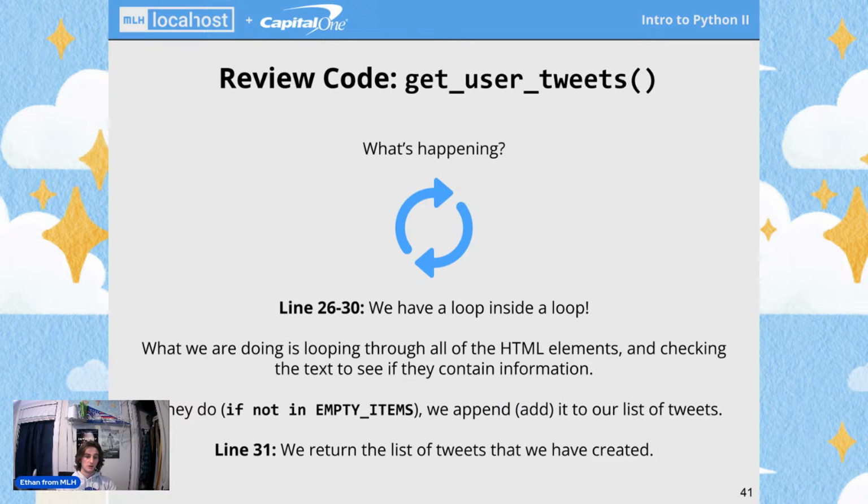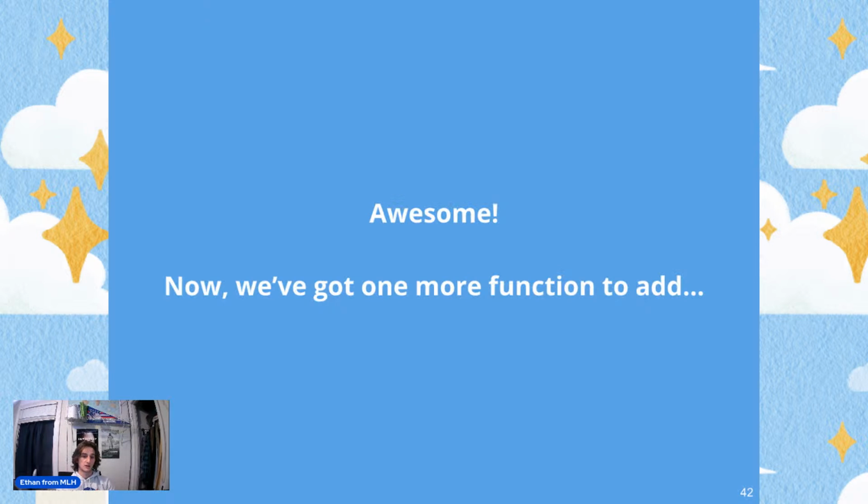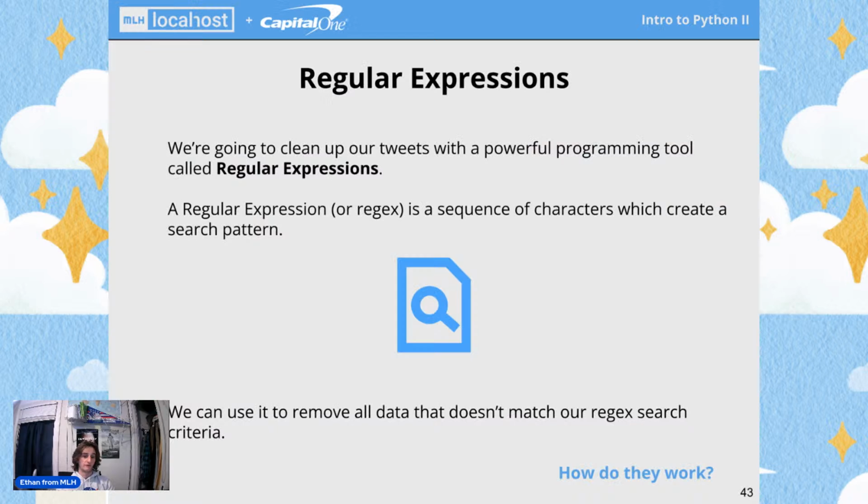So if we look at the code, we see that in lines 26 through 30, which is in that for loop we were just talking about, we're going through all of the HTML elements and checking the text to see if they contain information, and if they do, we append it. And again, that's checking if it's not in empty items.